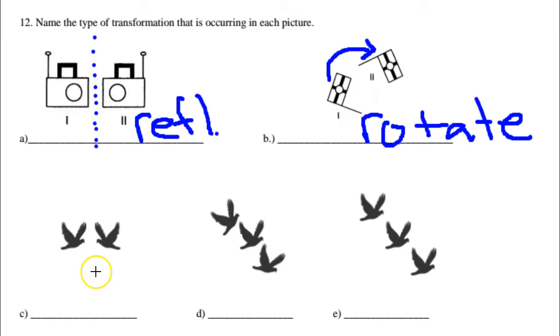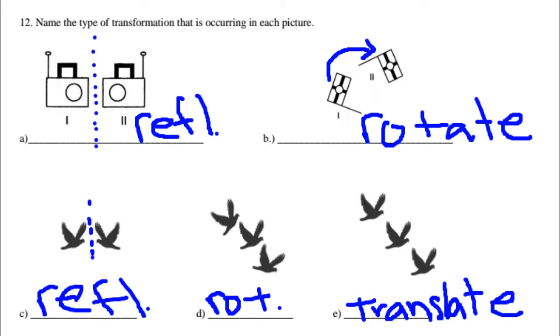Alright, example C. C, D, and E are all birds, but you can see that they are doing different things in each of these examples. So I want you to go ahead and pause the video, see if you can identify the type of transformation for each of them, click resume, see how you did. I think it's safe to say that we can identify the difference between these three main transformations: the reflection, rotation, and translation.